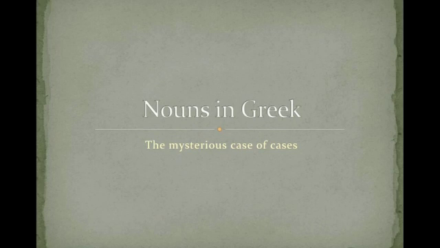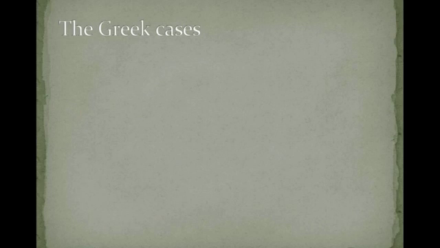Now, the key to understanding nouns is that the ending of a noun is going to tell you what its function is in the sentence. That is, is it doing the action? Is it receiving the action? Is it possessing something else in the sentence? So all of these functions are determined by its form, by its case. The ending is what determines its case. So there are 5 cases in Greek.